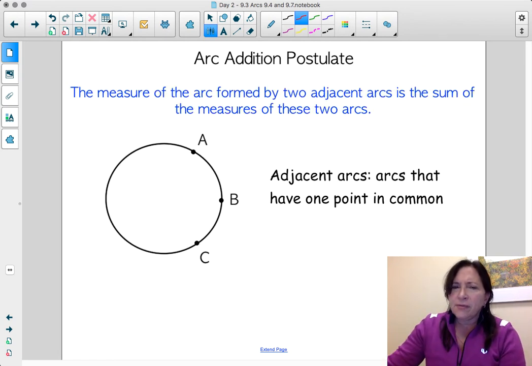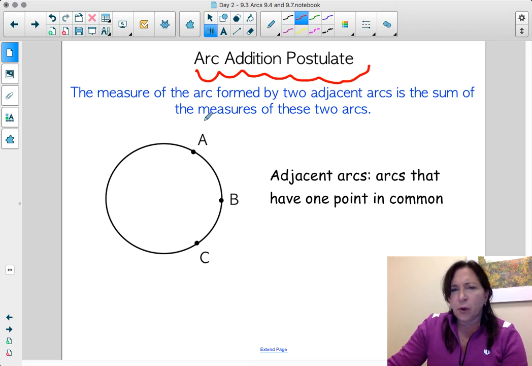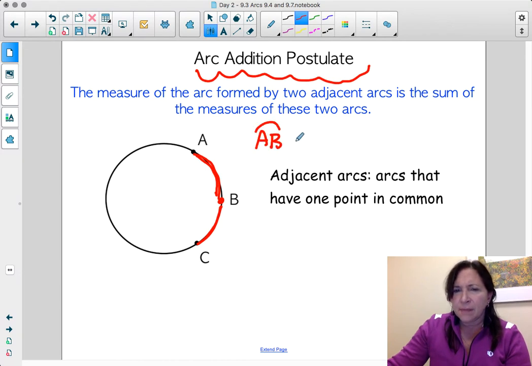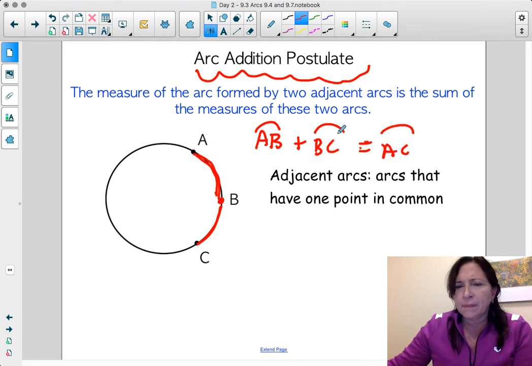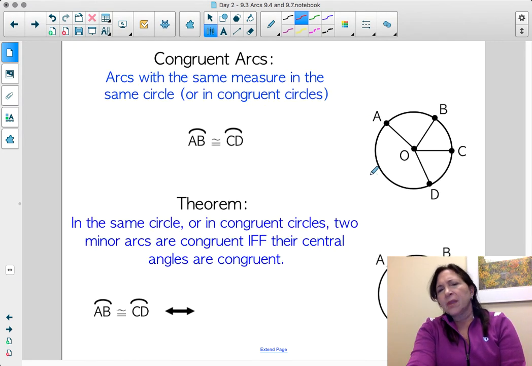So we do have the arc addition postulate. And this is formed by two adjacent arcs. Adjacent meaning next to, sharing the same point. See how these two arcs share point B. So these arcs are next to each other. We call those adjacent. So we could say that arc AB plus arc BC is equal to arc AC. And if this is a minor arc, we're still going to use two letters. It's very similar to the segment addition postulate that we did.